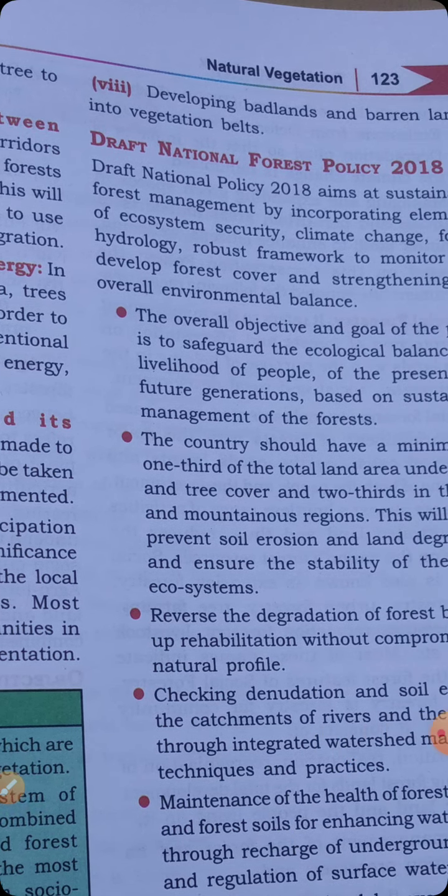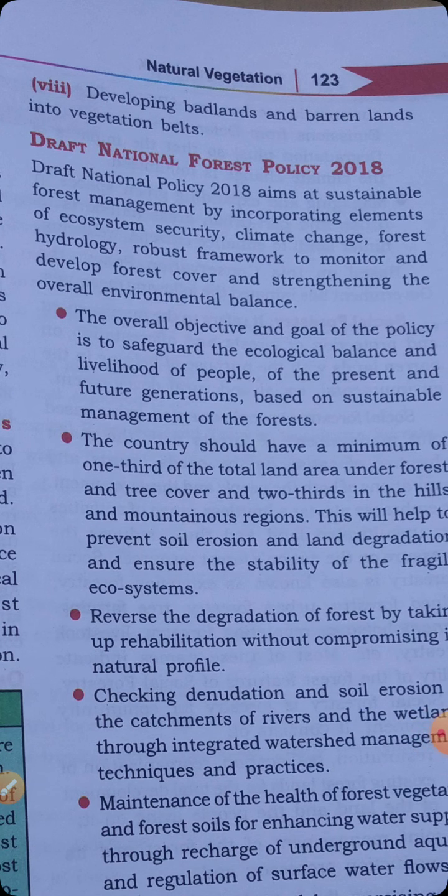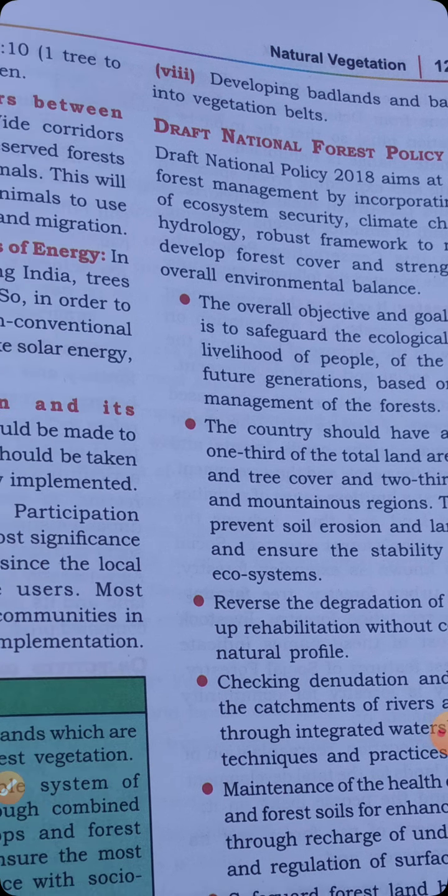Then we have the eighth point here, developing barren lands. Barren lands means without any cover, without any trees or without any grass, that is called bald. And barren lands with soil, where soil is infertile. So there are barren lands into vegetation belt. By the effort of human beings, we have to artificially plant trees there.